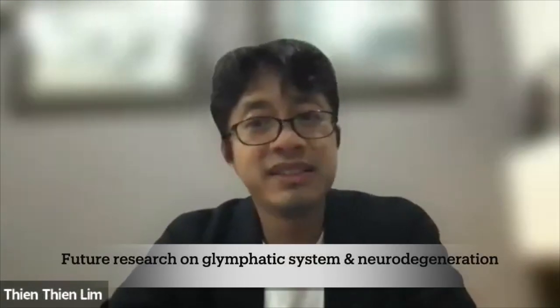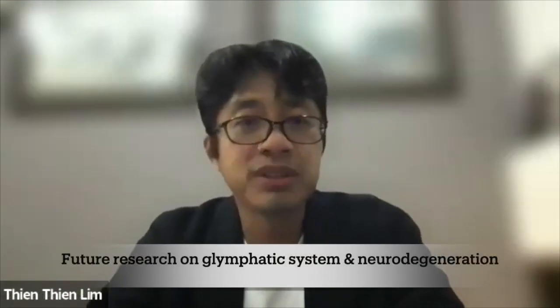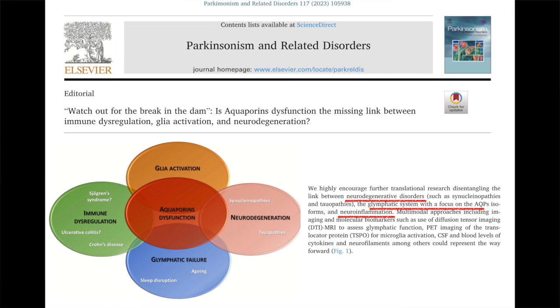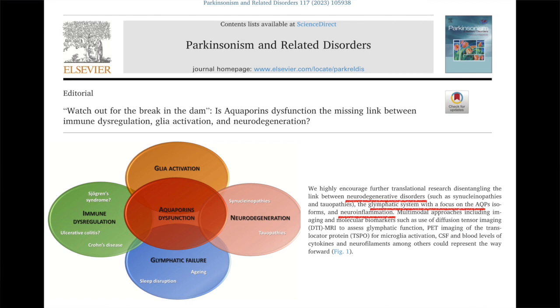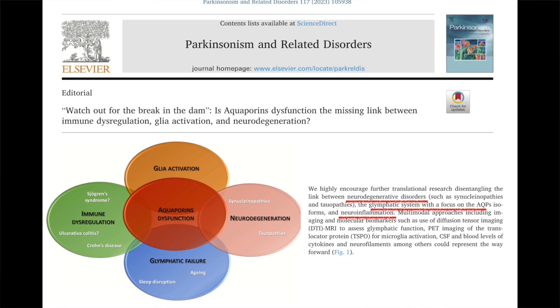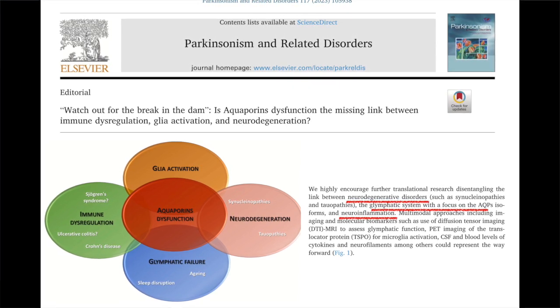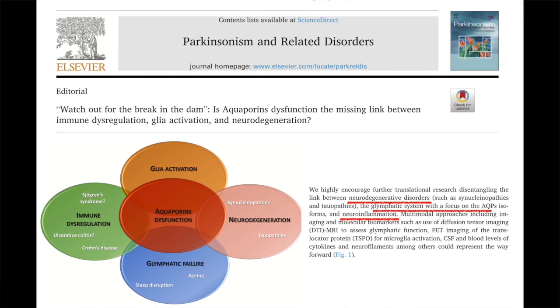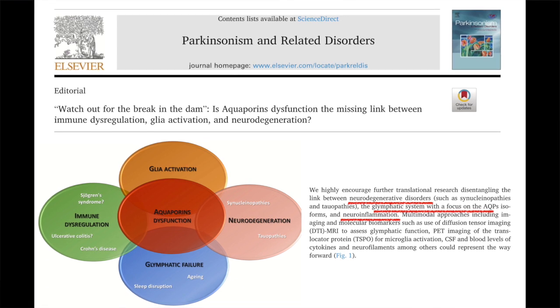So what would be the direction of research to further explore the glymphatic system and neurodegenerative diseases? We certainly need more translational research covering the existing gaps in the literature between neurodegeneration, as Dr. Cilia just mentioned, neuroinflammation, the glymphatic system, and the aquaporin system, with a specific focus on aquaporin 4, which is a key player of the glymphatic system.